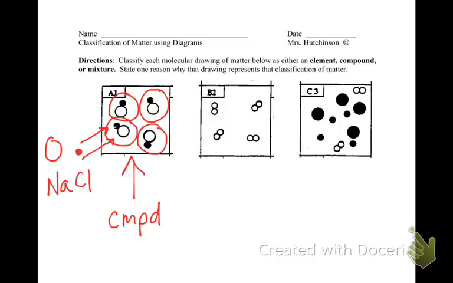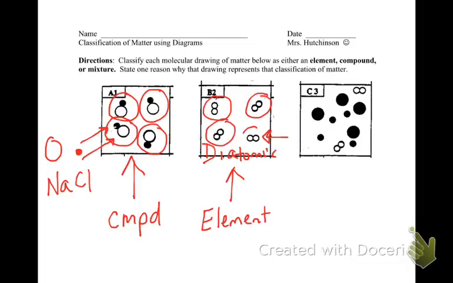Taking a look at B2, we have 1 single type of atom. There are 2 of them there. However, remember, I told you that we have things known as diatomic elements. This is a diatomic element. How do we know? 1 type of atom and 1 type of atom only. Yes, they all look the same, so it might be deceiving that this is a compound as opposed to an element. But nope, that's why I discussed diatomic elements. So that's where it gets a little tricky.